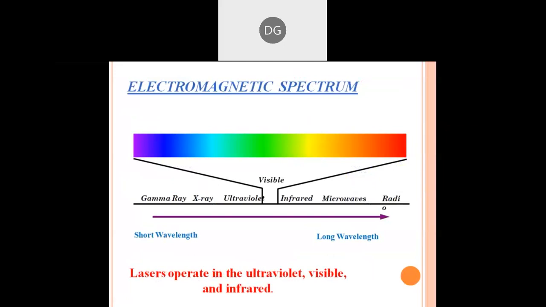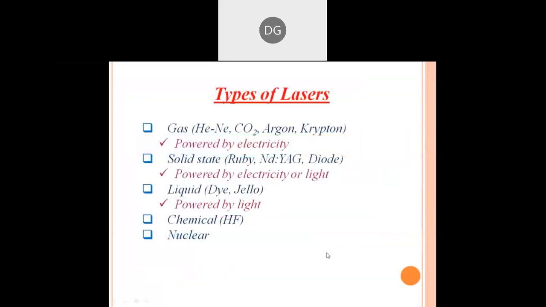The next is called the electromagnetic spectrum. Laser can operate in this spectrum, in the ultraviolet, visible, and infrared regions. So we have visible lasers, where we can see red, orange, and green laser light. Infrared lasers are also used for security purposes.